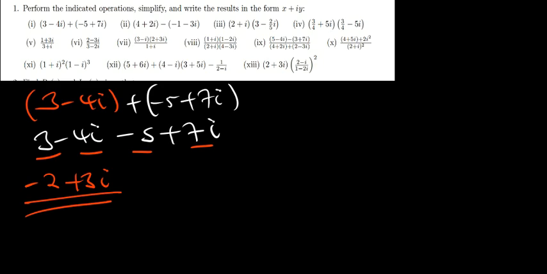We are trying to write this in the form of x plus iy. In this case, x is -2, iy is 3i. As simple as that. So that's the answer for the first part.